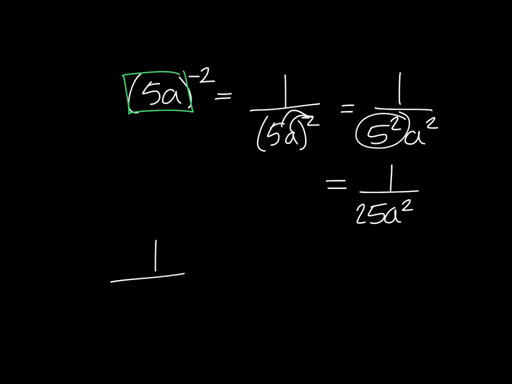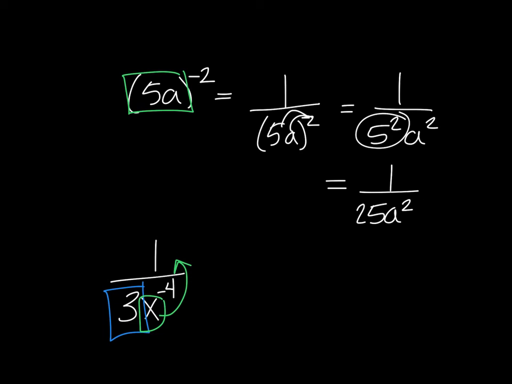One more example. If I had 1 over 3x to the negative 4, see the 3 doesn't have a negative exponent, so I leave that alone, but the x does. So the x is going to get moved. Now, here's a new case. We haven't really seen much of this. The x with the negative exponent is on the bottom. So then I have to move it to the top now.